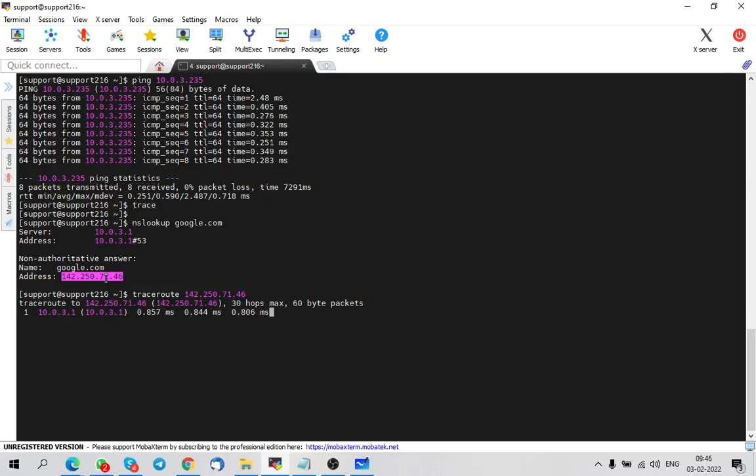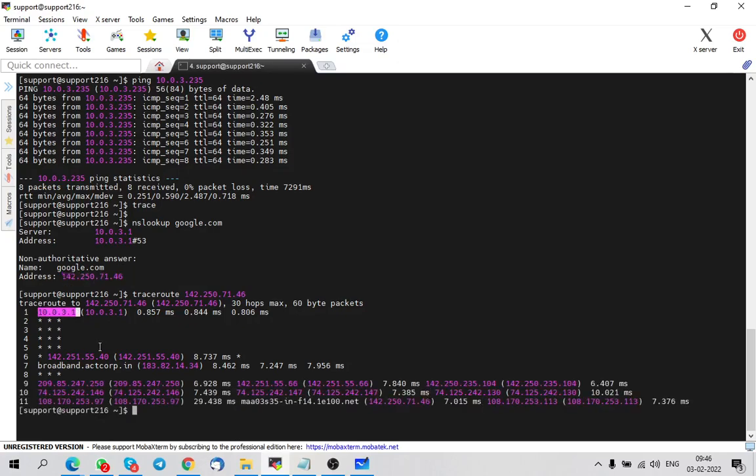So first it is going to our office firewall, that is our 10.0.3.1. After that it will be going to different routers. So these are the router addresses. So finally it will be reaching the destination. So that is the way we can check the routes.